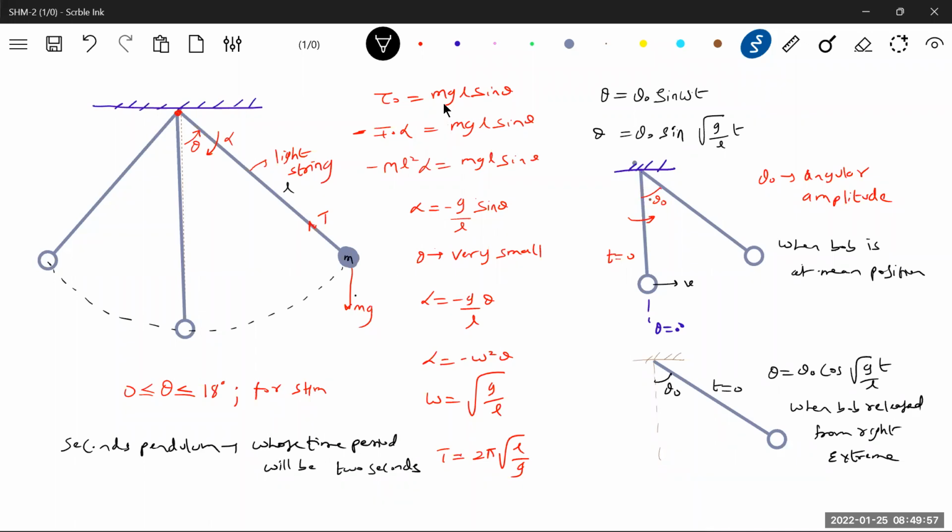Whose time period will be 2 seconds, that is called a seconds pendulum. The time period of oscillation, that pendulum is so designed, the length is so designed that it will take 2 seconds to complete one oscillation. That is called a seconds pendulum. If a seconds pendulum is used, indirectly we know the length. And in the numericals, these are the ways in which you should have the information.